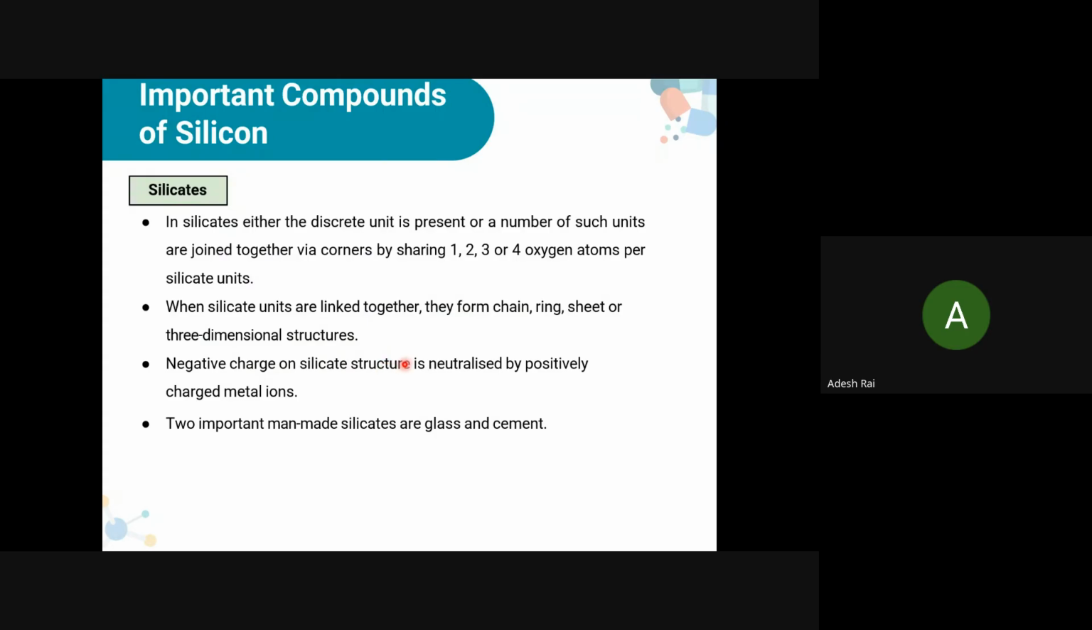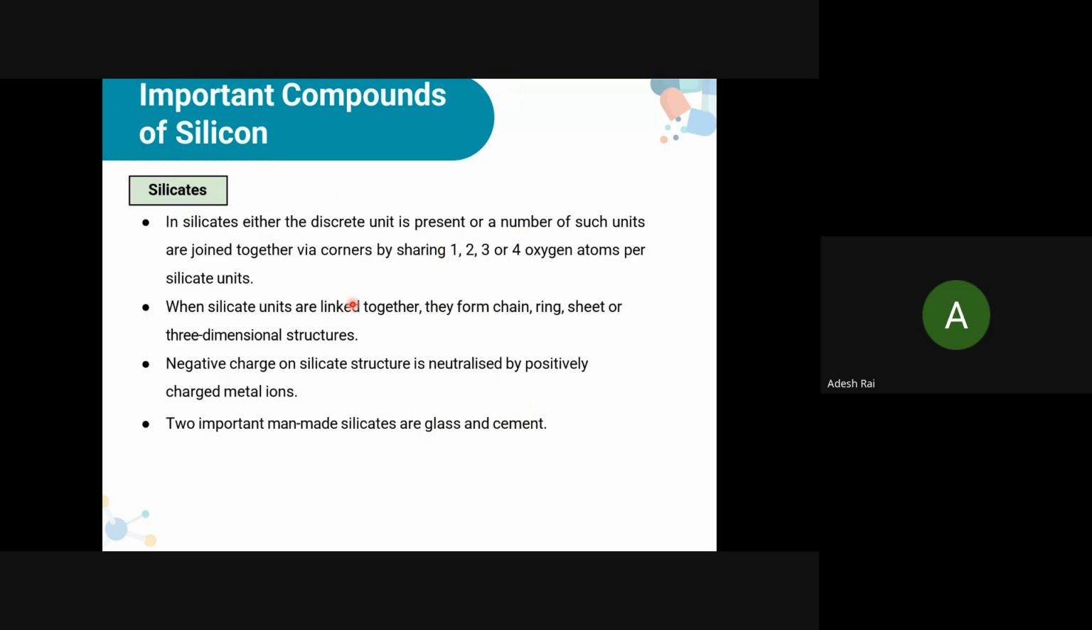Negative charge on silicate structure is neutralized by positively charged metal ions. Two important man-made silicates are glass and cement. These are the silicates which are developed by humans, or we have prepared them. They are not naturally occurring silicates. Okay, glass and cement are not naturally occurring silicates. This is the silicate that is prepared by humans, or it is a laboratory prepared silicate.